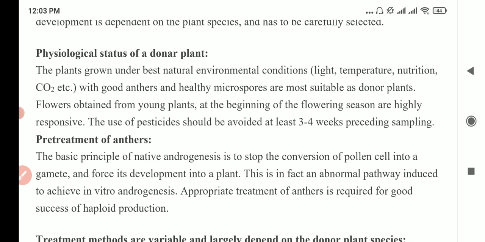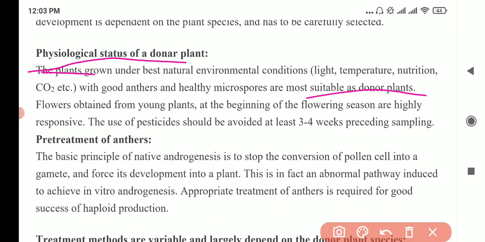Then you have to look at the status of the donor plant. They should grow under the best natural environmental conditions with good anthers and good pollen. The flowers obtained from young plants at the beginning of the flowering season are highly responsive. The use of pesticides should be avoided at least 3 to 4 weeks before sampling.